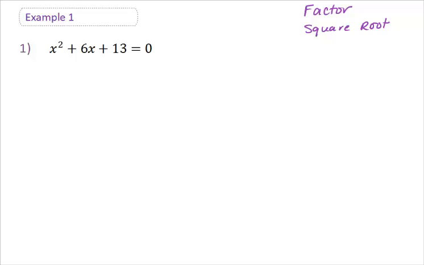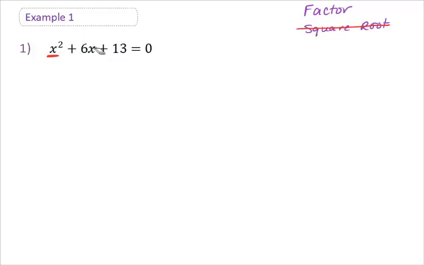The first thing I'm going to do is eliminate the square root method. The reason that I cannot use that method here is because that method needs a single x squared term. It cannot have any extra x's or variables involved. So this 6x here tells me that my square root method will not work. So I have to eliminate that method.